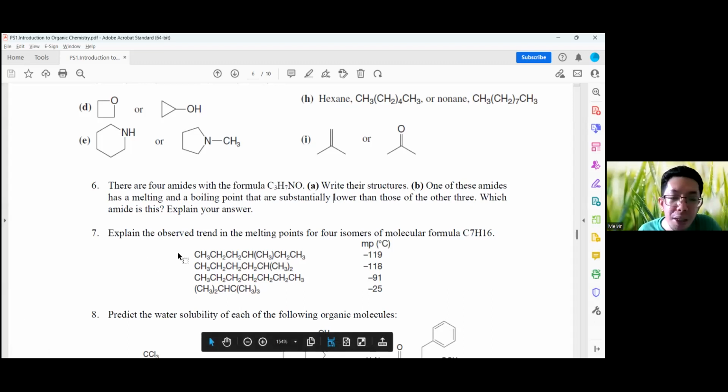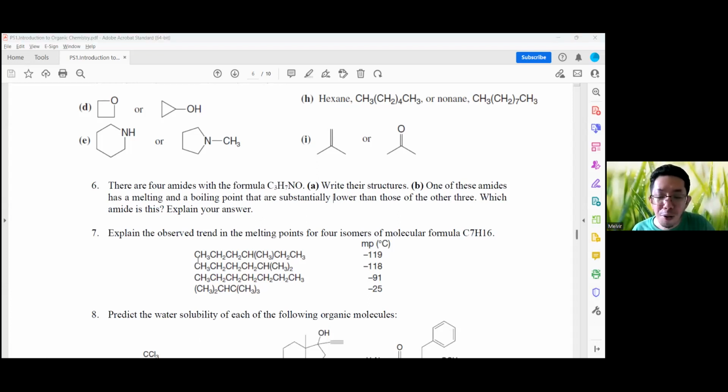Okay? And then for number 7, may trend naman na may values na binigay, no? So explain the observed trend in the melting points for the four isomers of molecular formula C7H16. Bakit kaya ganyan ang melting point nila? So, kind of different. Dun sa nalaman natin kanina, yung inexplain mo na longer, higher surface area, therefore higher boiling point. But this time kasi melting point ang tinitingnan. Sige nga, Josh, i-drawing mo yung mga structures nila for number 7.